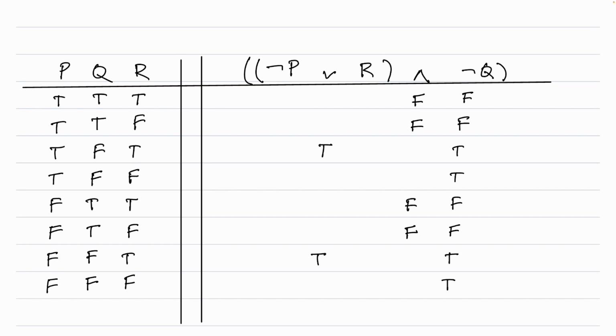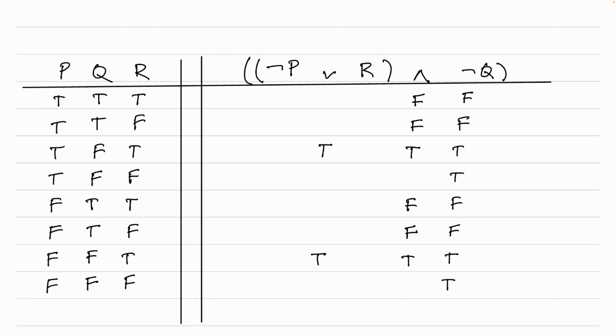Since not P or R is true in both rows 3 and 7, and we already determined that not Q is true in both of those rows, then not P or R and not Q is true in both of those rows. That just leaves row 4 and row 8.